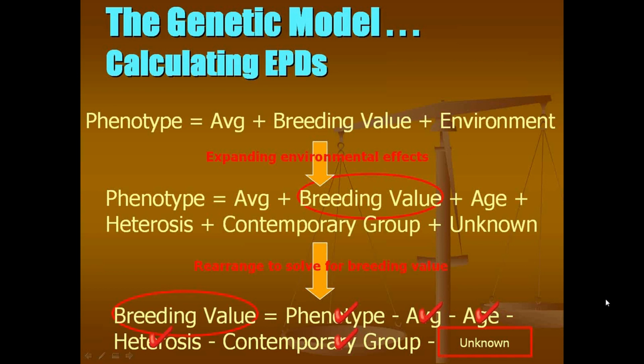We get a more accurate picture of our breeding value to the point where we send in enough data, no matter what the trait, we have a perfect picture of breeding value. We know it with virtual certainty because we've accounted for everything else in the equation. So that in a nutshell is how we calculate EPDs.